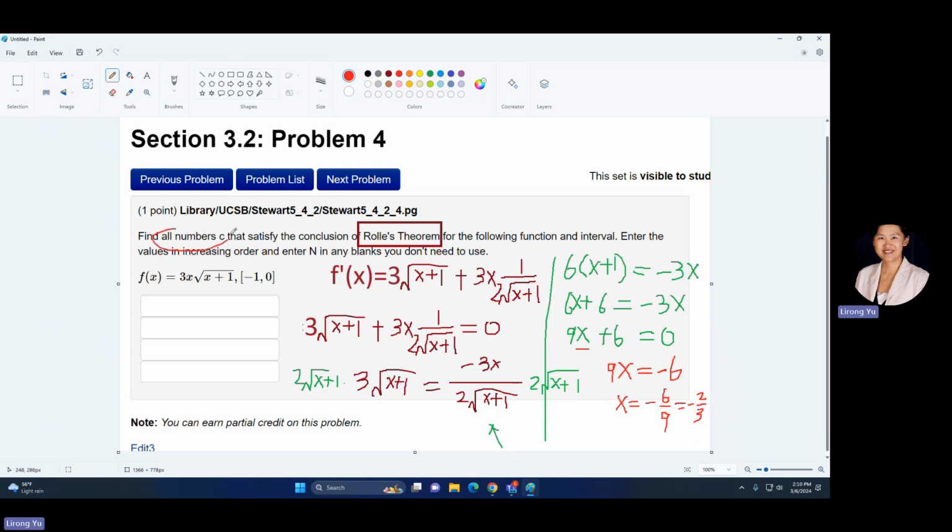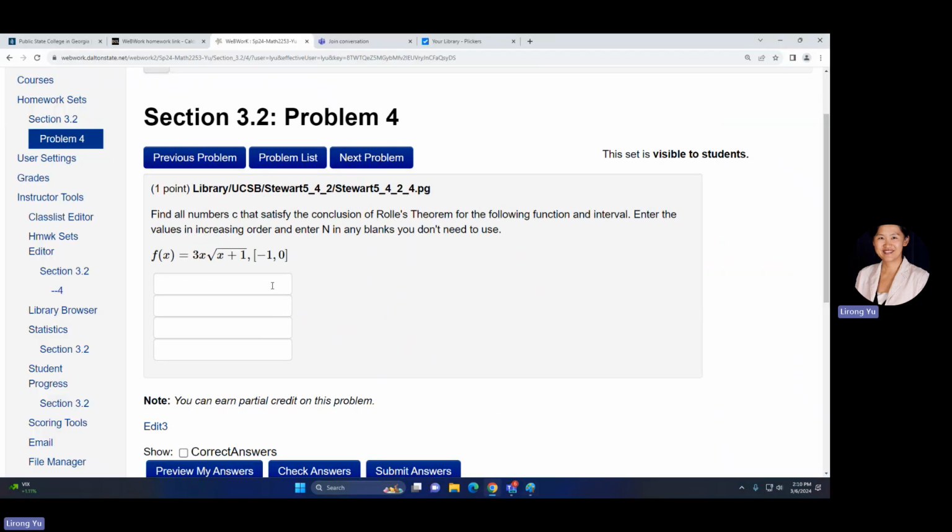So let's find the number c in the interval. So that's the only one I've got. Any question? So it looks like all the other ones are actuals. So it's negative 2/3.